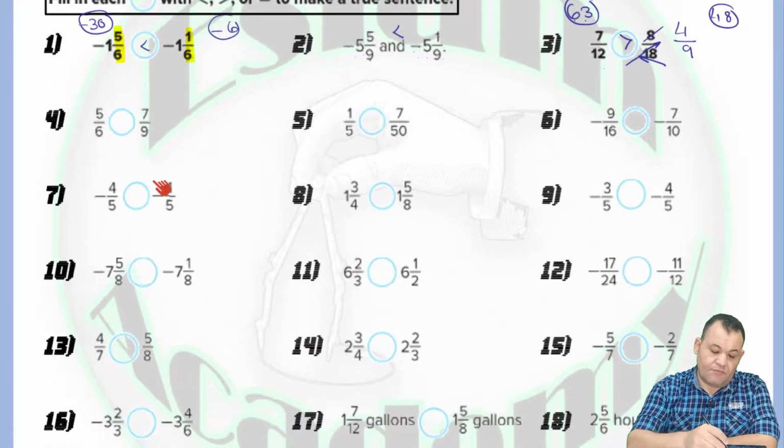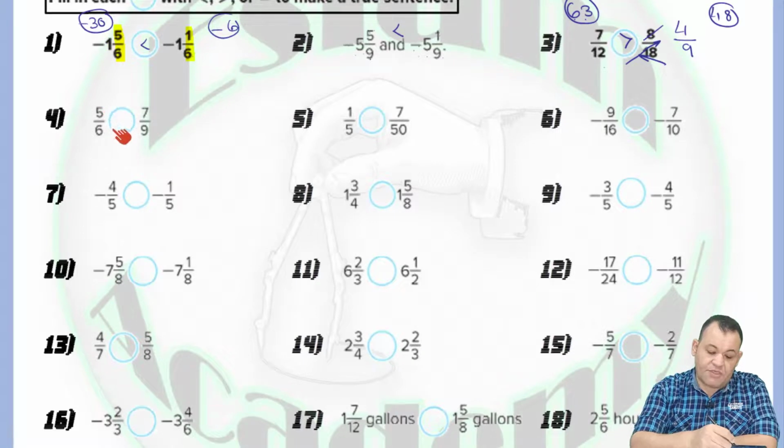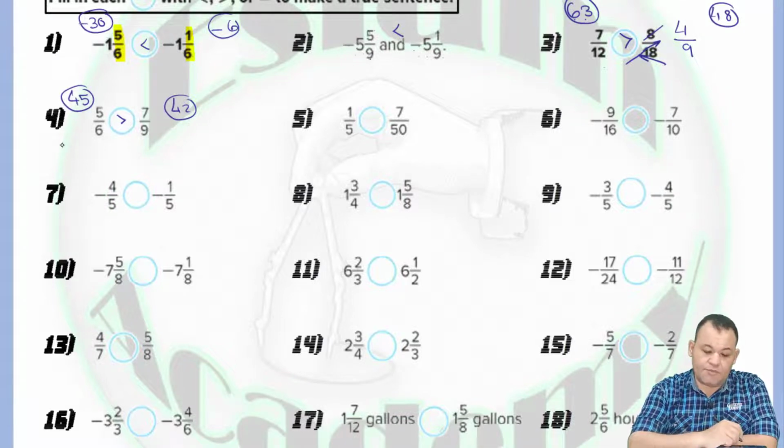Again, for question number 4, we have 5 over 6 and 7 over 9. They have different denominators and the two fractions are written in the simplest form. So we start from down then going up. 6 multiplied by 7 equals 42. 9 multiplied by 5 equals 45. So 45 is greater than 42, so the first fraction is greater than the second one.